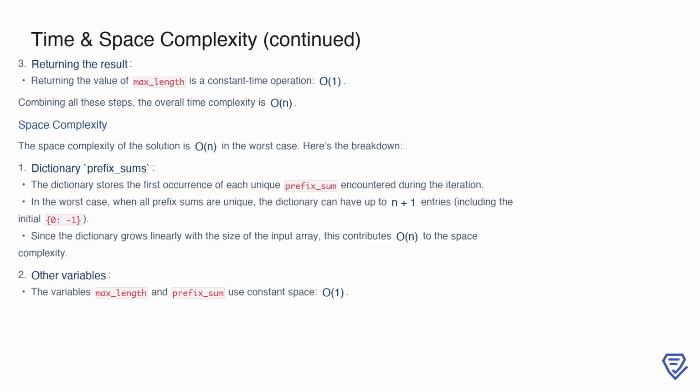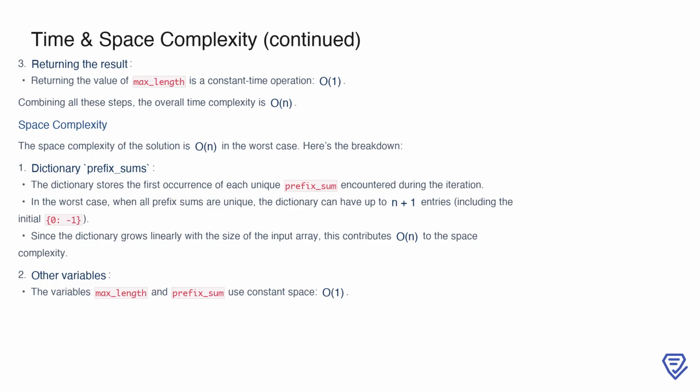The dictionary prefix_sums is the primary contributor here. It stores the first occurrence of each unique prefix sum encountered while iterating through the array. In the worst-case scenario, where all prefix sums are unique, the dictionary could grow to contain n+1 entries, including the initial entry of 0: -1. This means the dictionary requires O(n) space.